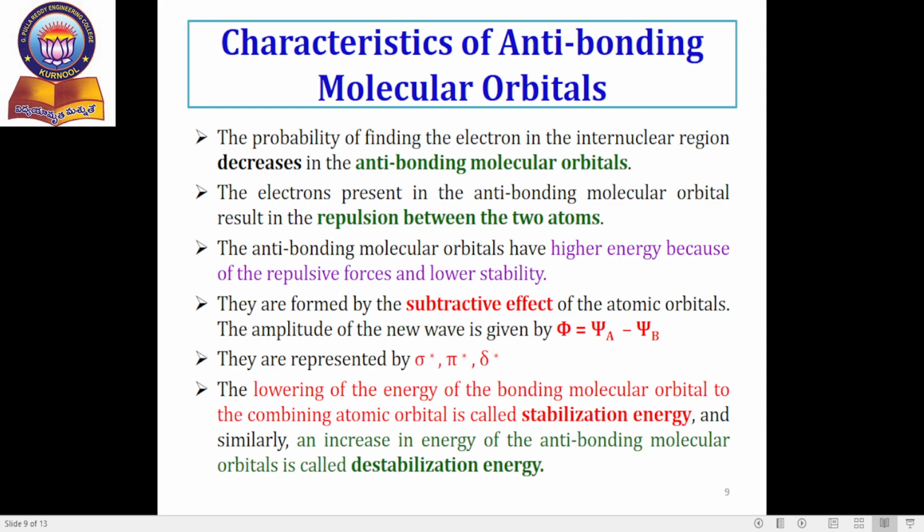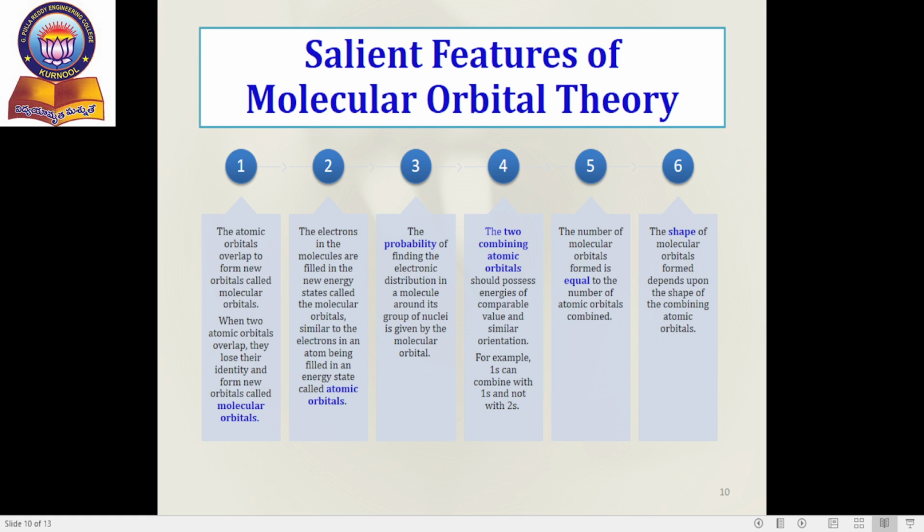The lowering of the energy of the bonding molecular orbital relative to the combining atomic orbitals is called stabilization energy. Similarly, an increase in energy of the anti-bonding molecular orbitals is called destabilization energy.